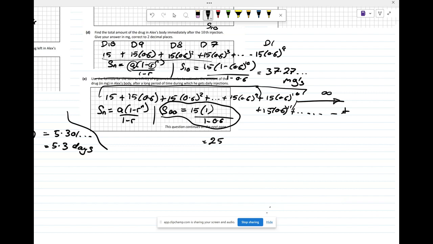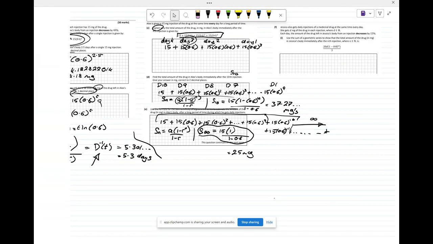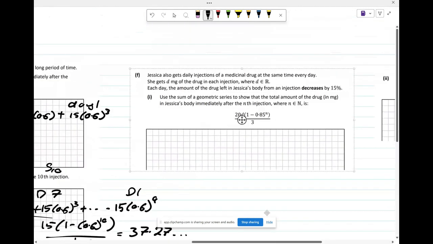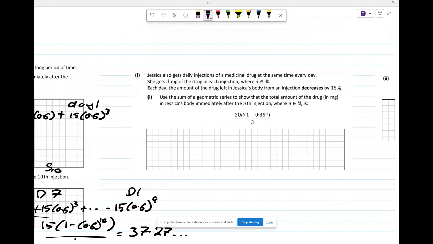So this was milligrams. Okay, so the next part says, Jessica also gets daily injections of a medicinal drug at the same time every day. She gets D milligrams of the drug in each injection, where D is just a number. Each day the amount of drug left in Jessica's body decreases by 15%. Okay, so in Alex's case, we knew it was 15, but now we just know it's D. In Alex's case, it was 40%, but now it's 15%. And decreasing by 15% is the same as multiplying by 85%.